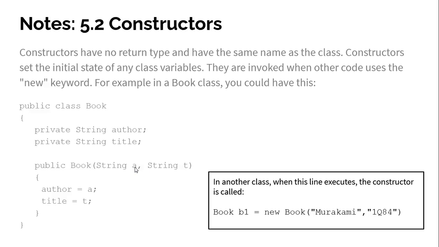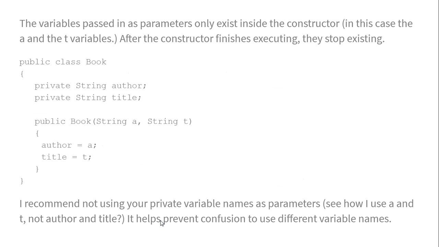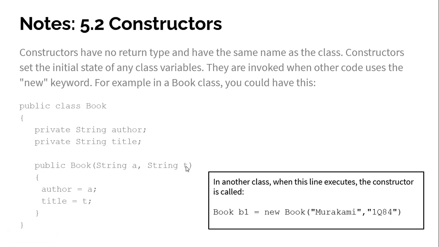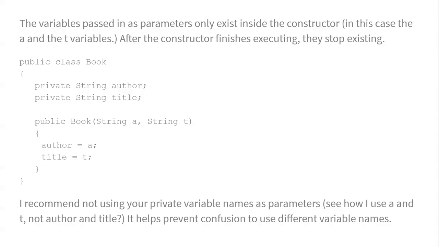This A and this T, these are temporary variables. In effect, they're this last name Murakami and 1Q84, great book, by the way. Somebody else would make a line like this that would create a new book, and it would call this constructor and then set the values accordingly. The variables passed in as parameters only exist inside the constructor. So I'm talking about this A and this T. You can't, in another part of the class, use A or T. They're just inside of that constructor. After the constructor finishes running, those variables don't exist anymore.